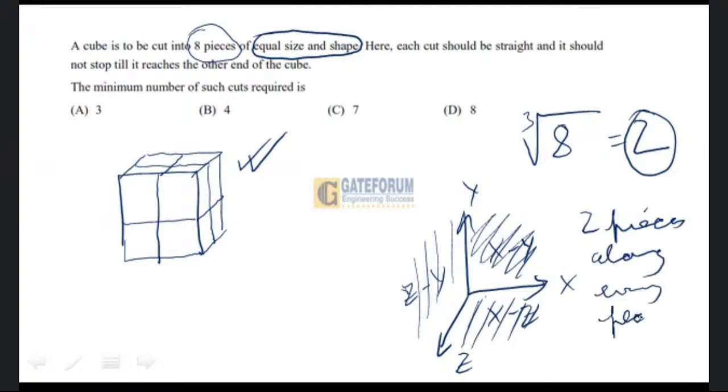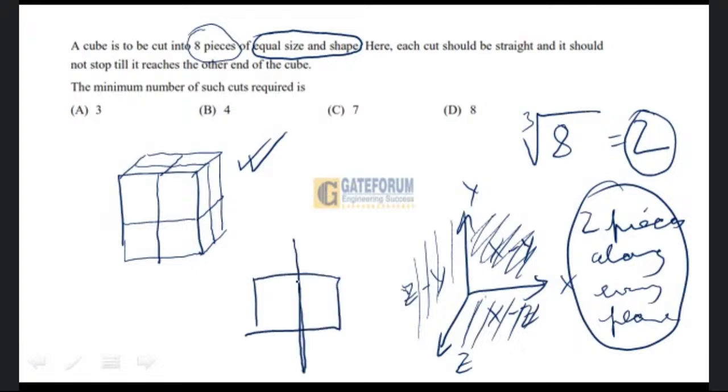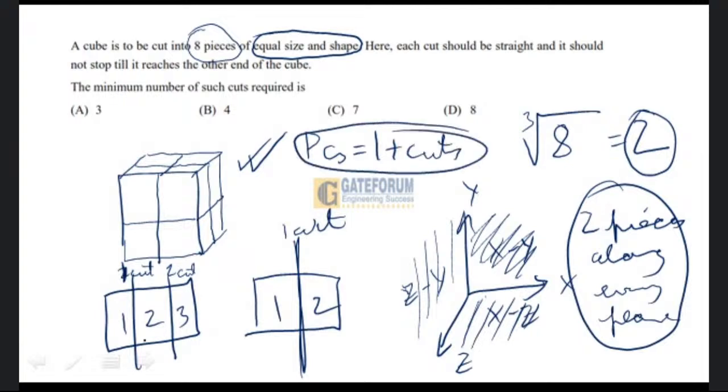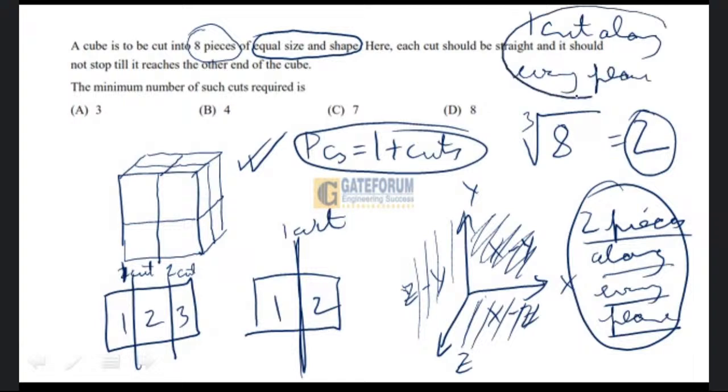2 pieces along every plane. So to allow that, if you apply 1 cut, 2 pieces are generated. So 1 cut will always generate 2 pieces. Similarly, if you apply 2 cuts, say 1 cut, 2 cuts, you get 1, 2, 3 pieces. So always remember that pieces is equal to 1 plus number of cuts. Okay, so you need 2 pieces along every plane. So for that you need to give 1 cut along every plane, which means a total of 3 cuts.